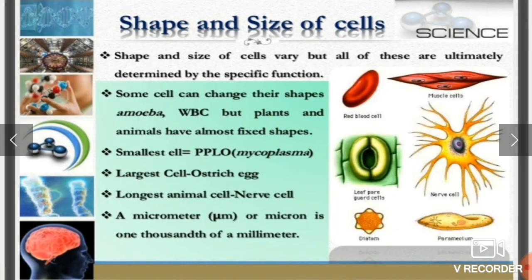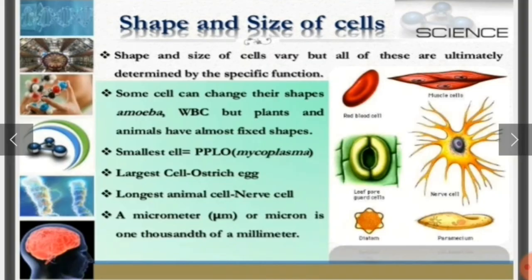And the next one is the shape and size of the cell. The shape of each cell is dedicated to the specific function it performs. The shape and size of cells vary, but all of these are ultimately determined by their specific functions. So guys, some cells can change their shape, for example amoeba and white blood cells, but plants and animals cells have an almost fixed shape. Only certain cells can change shape and some cannot. They are fixed.